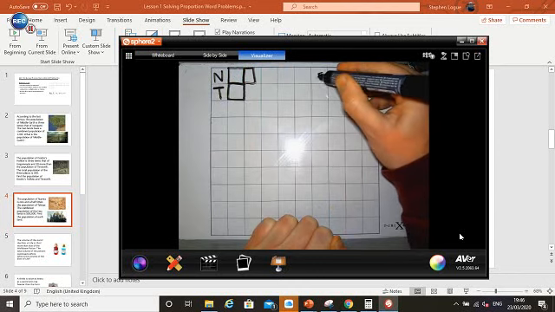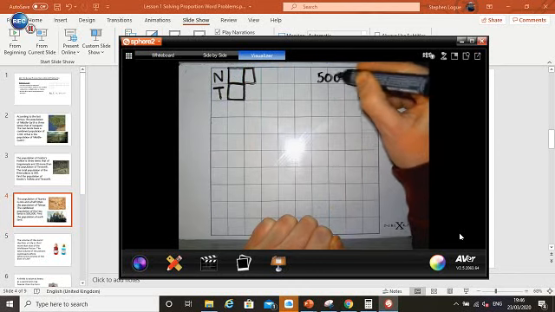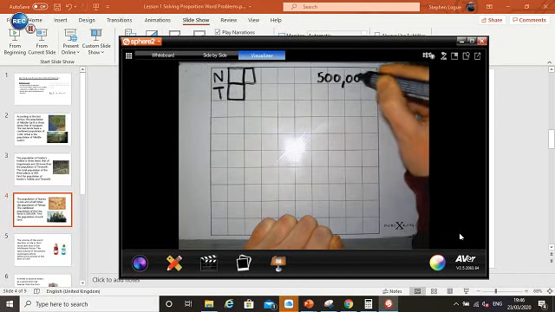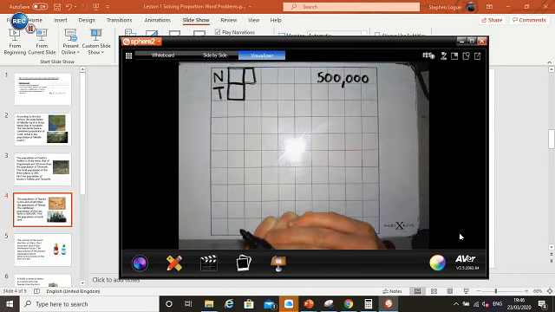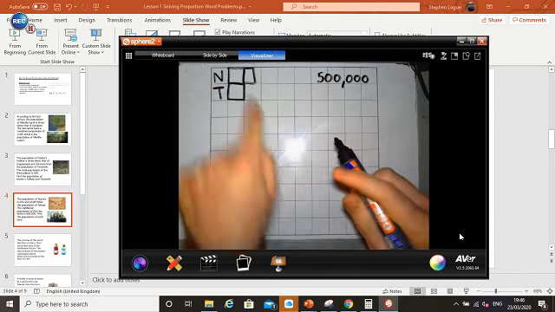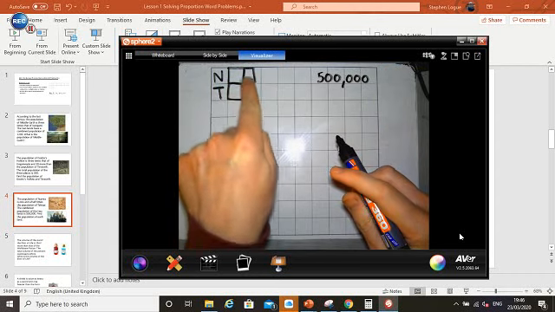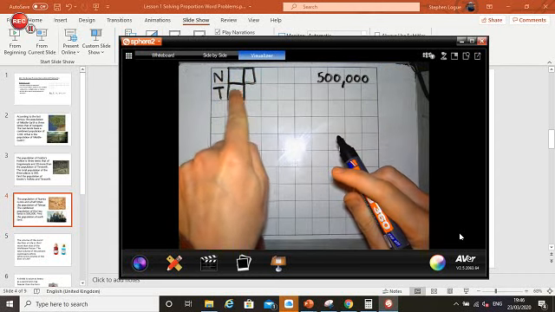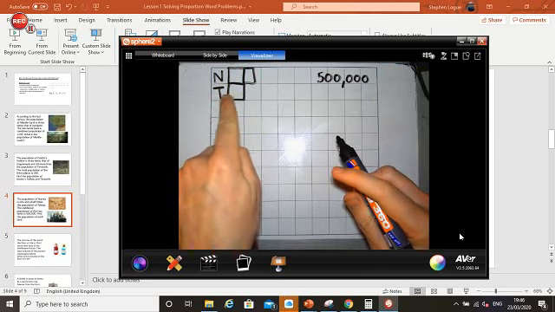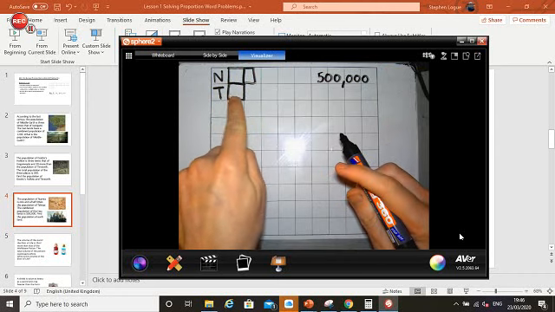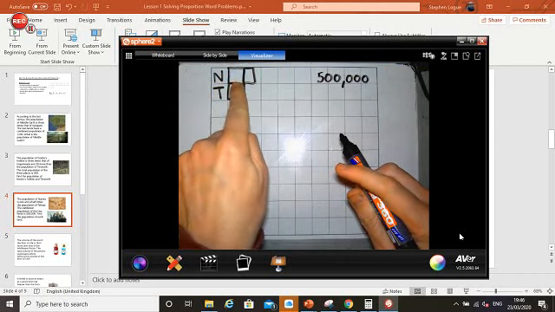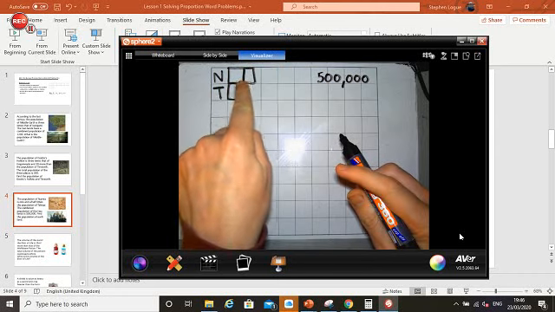500,000 divided by 1, 2, 3, 4, 5. 500,000 divided by 5. 100,000, 200,000, 300,000, 400,000, 500,000. So that means the population of Telmar must be 200,000. And the population of Narnia must be 300,000.